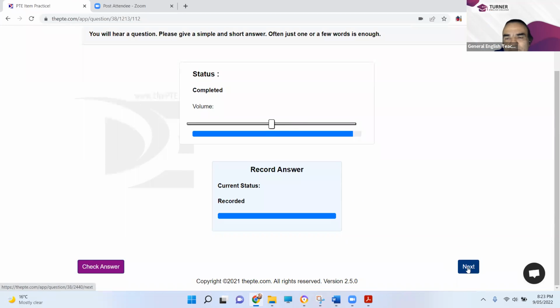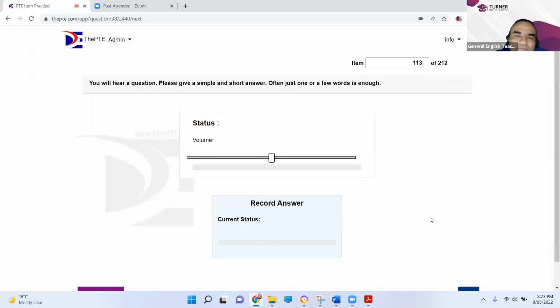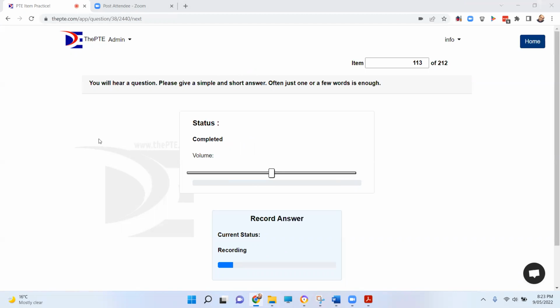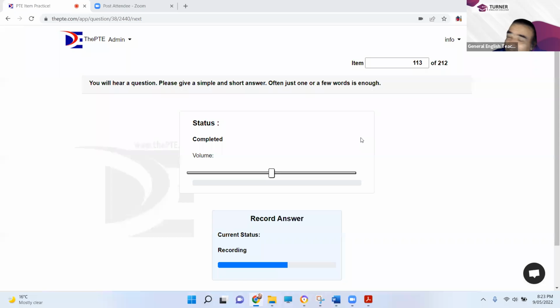Next one. Which one is easier to biodegrade? Plastic or paper? Paper. Very good. Paper. So if they give you a choice, remember, if you do not know and it is taking more time, just choose one and say paper. Or just choose one. It doesn't matter. You are not really losing much here.